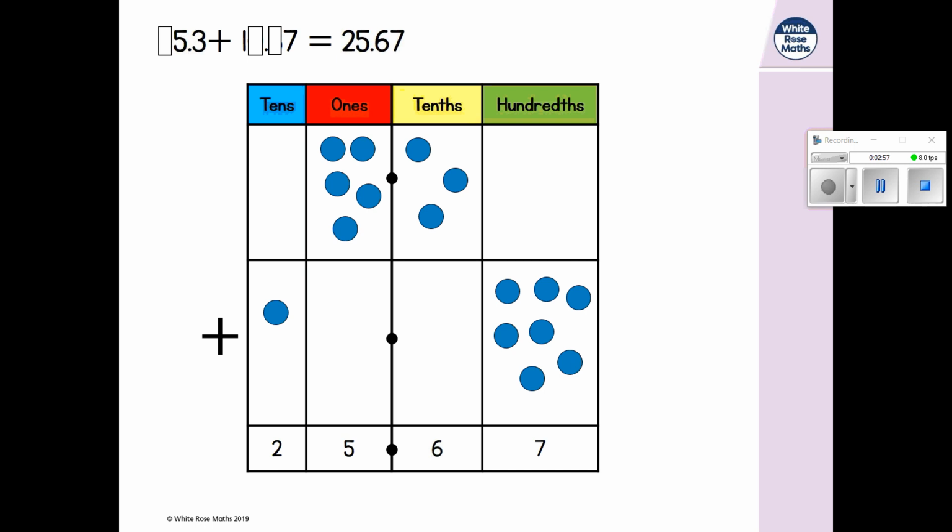Now let's look in our tenths column. There are currently 3 tenths, and the total is 6 tenths. So we need to add another 3 tenths. So the missing number of tenths is 3. Now let's look in our ones column. There are already 5 ones in our ones column, and there are 5 ones in our answer. So 0 ones are needed.